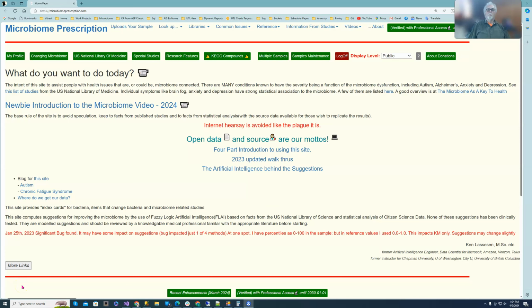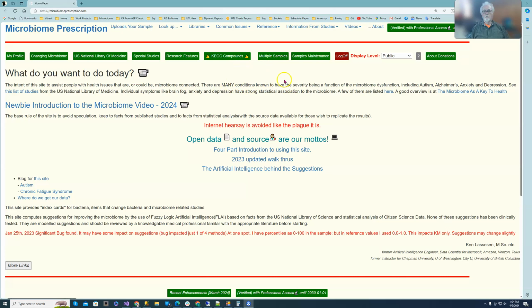I wrote the Microbiome Prescription website, the free citizen science initiative, and I've recently just added in a new section. Actually, it was there, but it's being reworked to try to make it more usable for health professionals and for individuals, as the case may be.